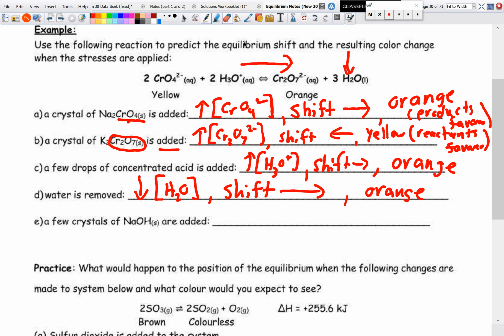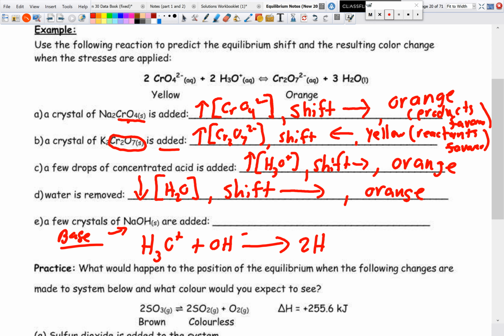And finally, the last one. So we have a few crystals of NaOH being added. If you remember, sodium hydroxide is a base, right? So what happens when we get acid plus base coming together? If you remember, this is a neutralization reaction. So essentially what we're doing is we're decreasing the concentration of H3O+ by adding a base.